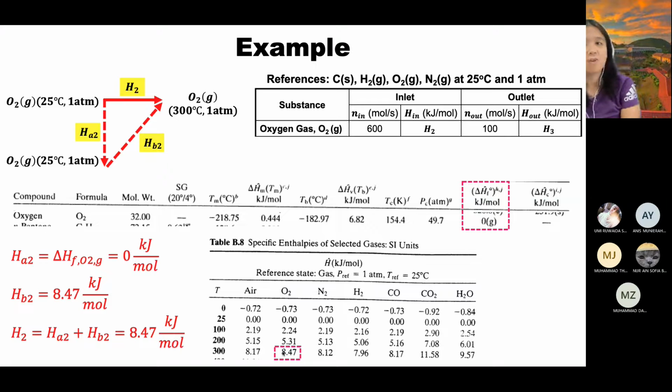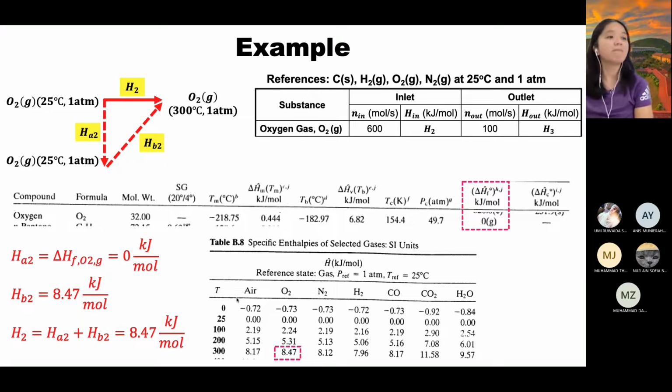Table B8 is more straightforward. You can use table B2 too, you can do the long integration if you want. It's still the same. But instead, I use table B8 because table B8 straight away at 300, the enthalpy is 8.47. So directly 8.47 for B2, HB2. So H2 equals HA2 plus HB2.